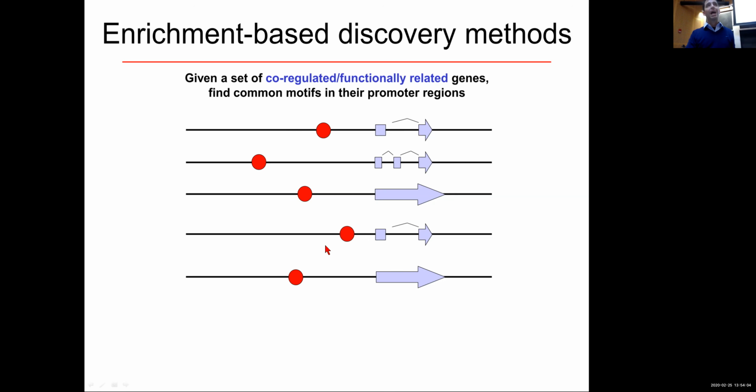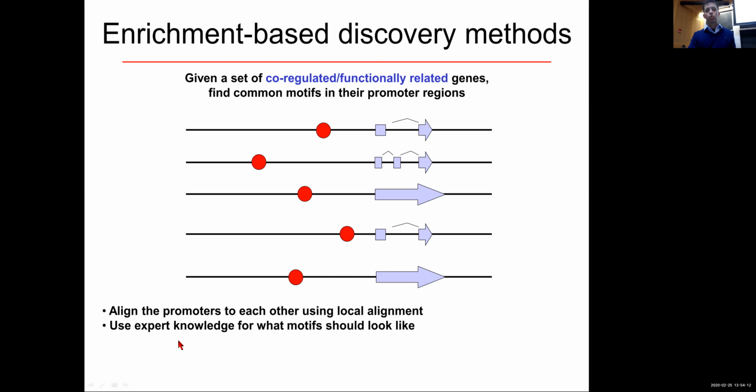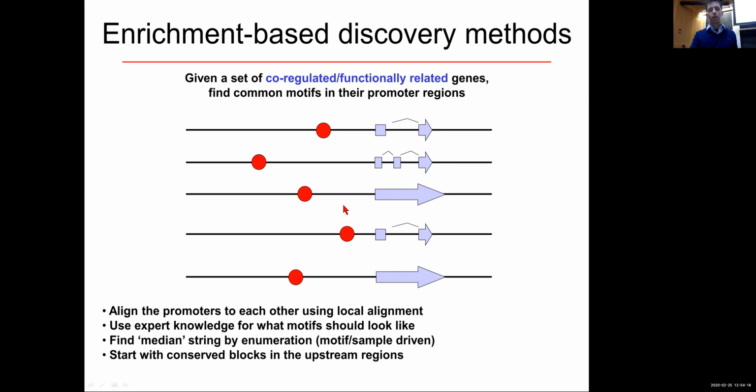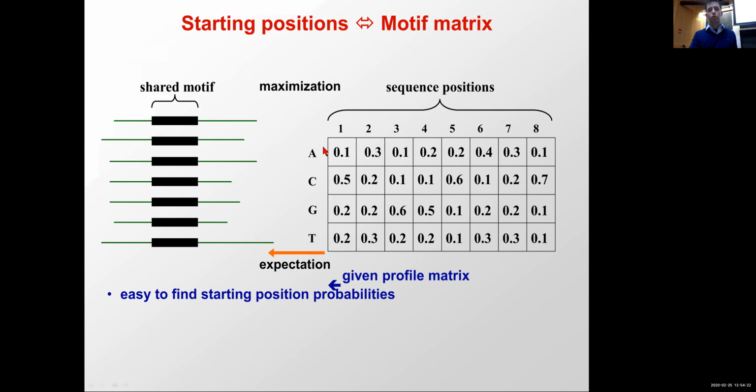Everybody with me? So one way is to look for co-regulated or functionally related sets of genes, and then look for common patterns upstream of them, common motifs upstream of them. You could align the promoters to each other using some kind of local alignment and use some expert knowledge perhaps for what the motifs should look like, and maybe find a median string by enumeration, or look within evolutionarily conserved blocks, and so on and so forth.